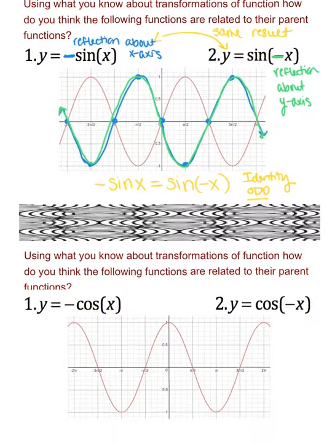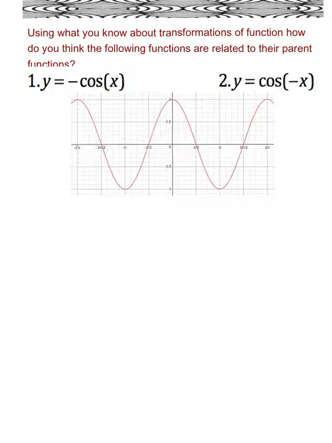Now let's look at cosine and see if it behaves in the same way. First, let's do the reflection about the x-axis. When I reflect about the x-axis, just looking from 0 to 2 pi, I get this movement. Now I can keep going from 0 to negative 2 pi. Notice the x-intercepts don't change at all, but all my positives become negative and all my negatives become positive. So there's that reflection about the x-axis.